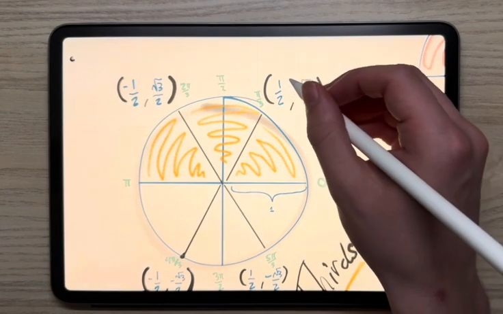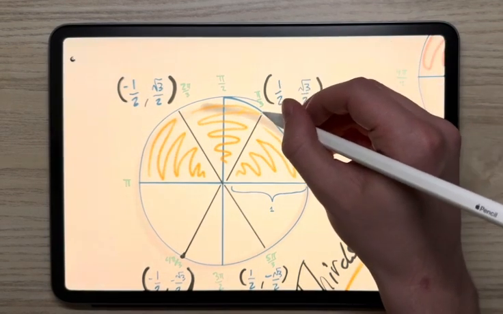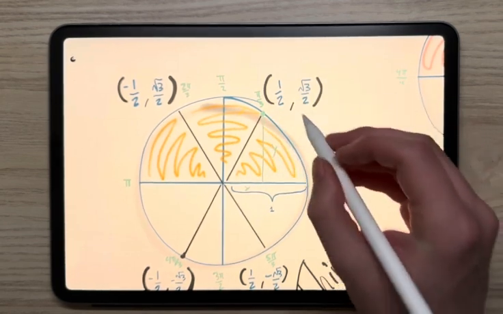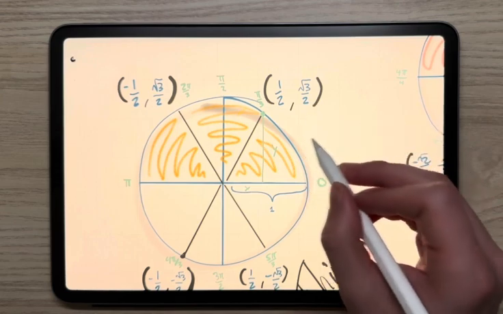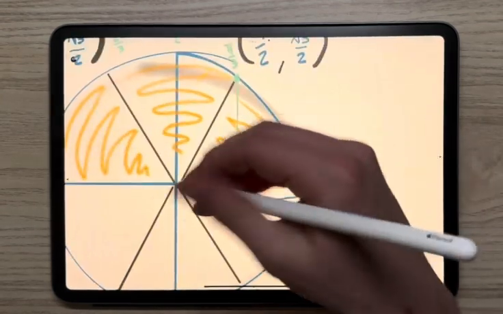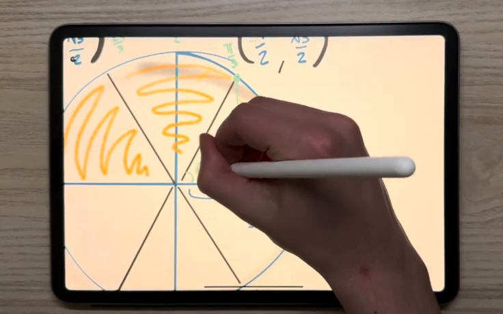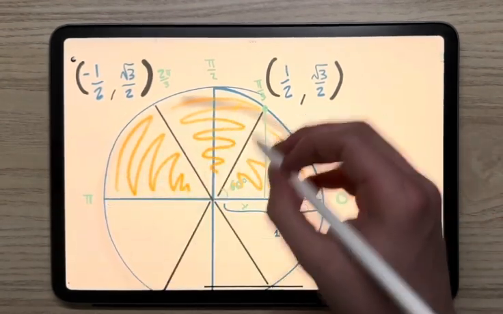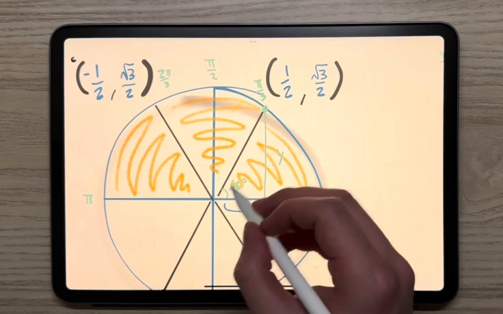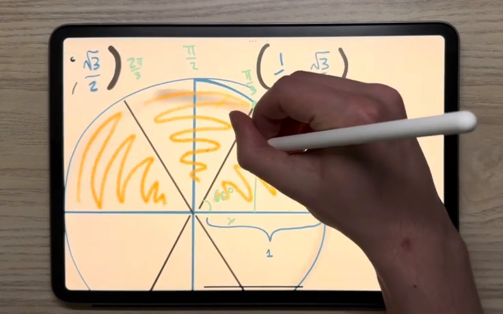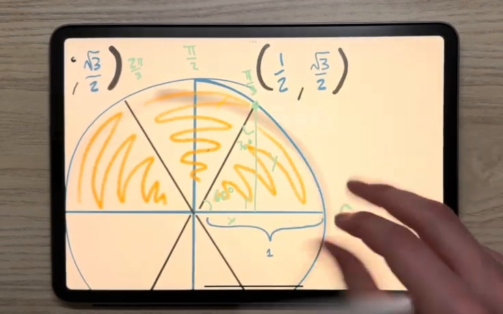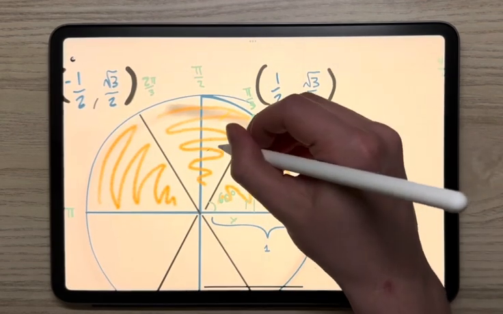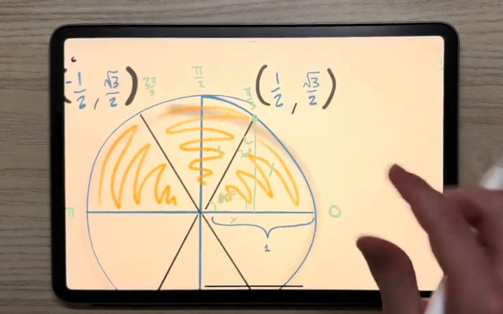Now the values here for this point, the x and the y coordinates, are going to be 1/2 and square root of 3 over 2. If you wanted to find that yourself, you could see that this is 60 degrees, because this whole thing is 180 and this is a third of that. That means this angle is 30 degrees because this is 90. And then you can use your 30, 60, 90 rules and the fact that this is length 1 to get these values here.